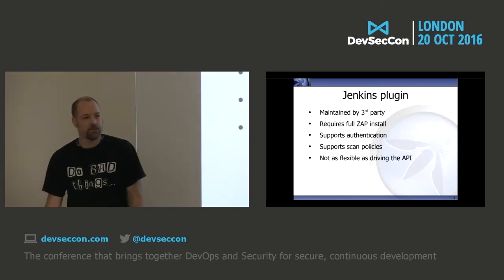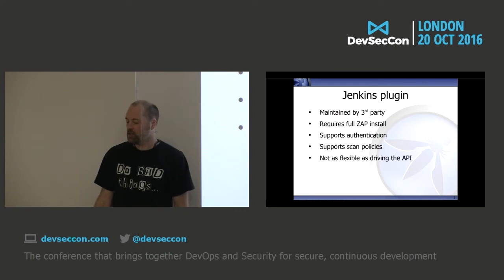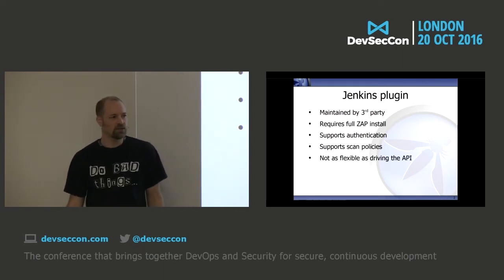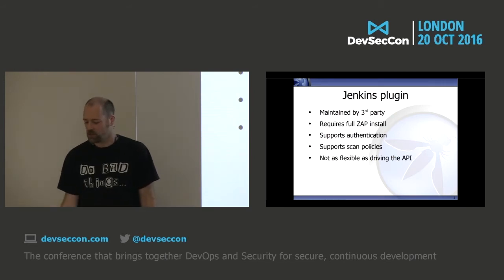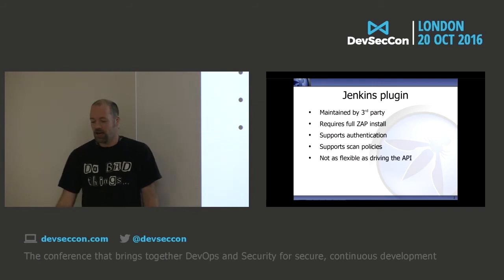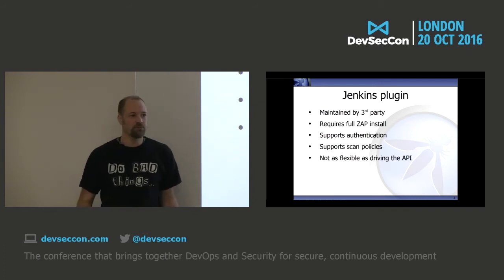There's a Jenkins plugin. This is maintained by a third party, so it's not from the ZAP core team. It requires a full ZAP install. I don't think they can use Docker at the moment. They might have changed that recently. It does support authentication and supports scan policies, which is great. I don't think it's as flexible as driving the full API. I haven't got full control.